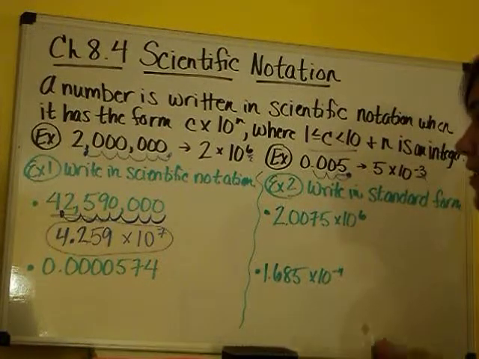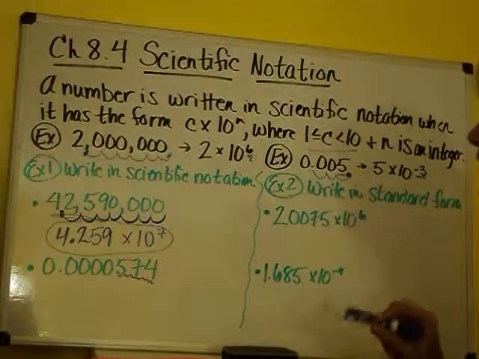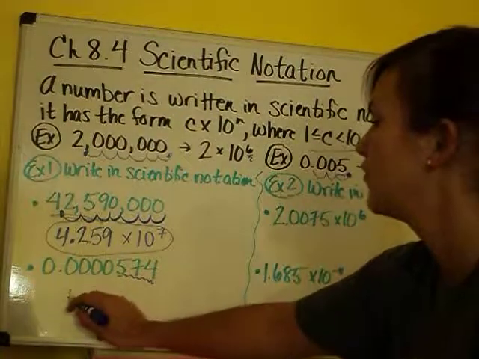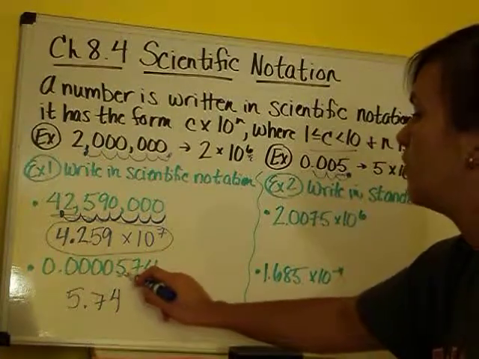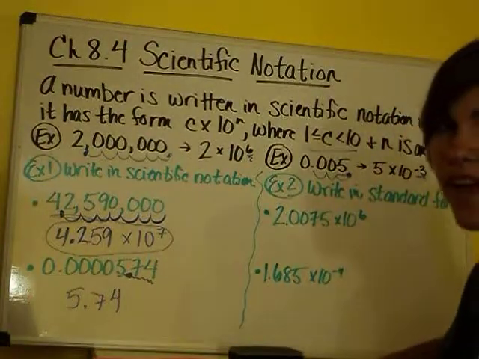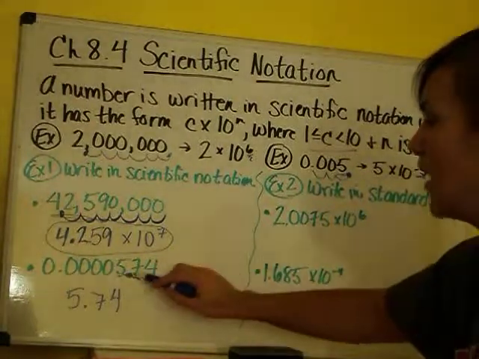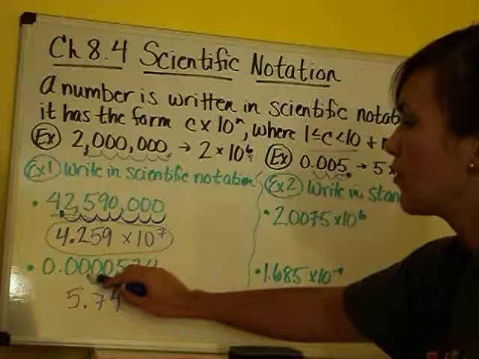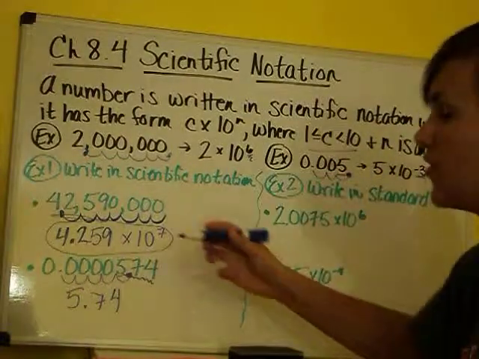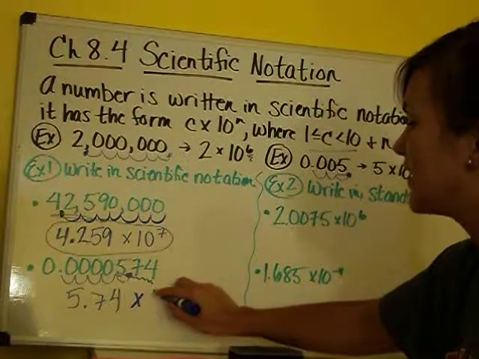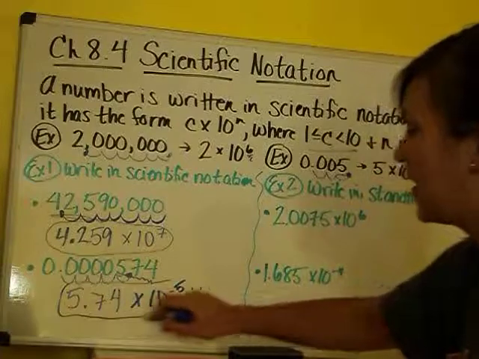Okay? Down here, I'm looking at these significant digits, and I'm going to pick 5.74 as my C, because that is between our 1 and 10. And in order to get this number, I would have to move 1, 2, 3, 4, 5 spots to the left, which is our negative direction. So I'm going to be multiplying that times 10 to the negative 5th. And that is your answer.